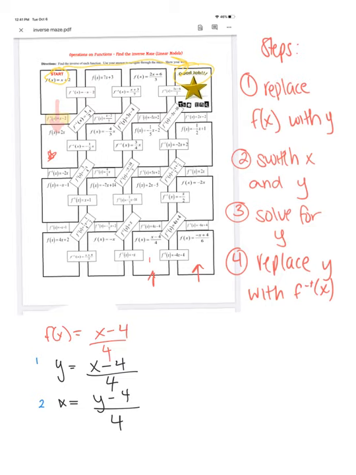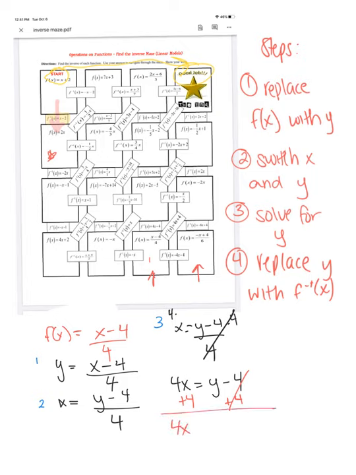Okay, so when we have a problem like this, the first thing we're always going to do is get rid of that fraction, okay? So we're going to multiply the top by 4, and then we're going to come over here and multiply x by 4. These 4's will cancel out. Okay, so now we're left with 4x equals y minus 4. My next step would be to add 4 to both sides, okay? So these cancel out, and I have 4x plus 4 equals y. But don't forget, we do have to replace y with f inverse of x to get us 4x plus 4, okay? So in this case, this was step 4 right here, okay?